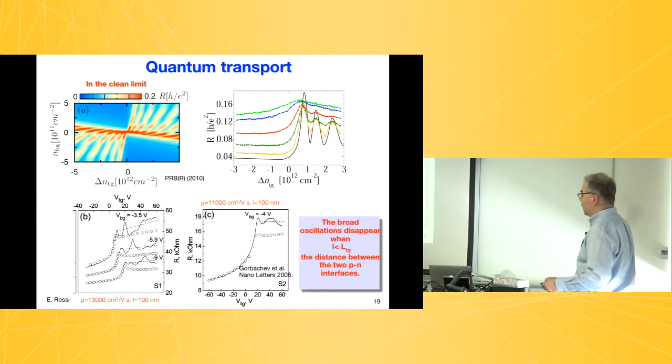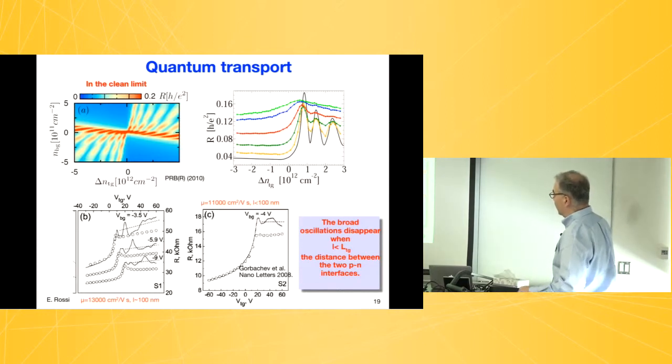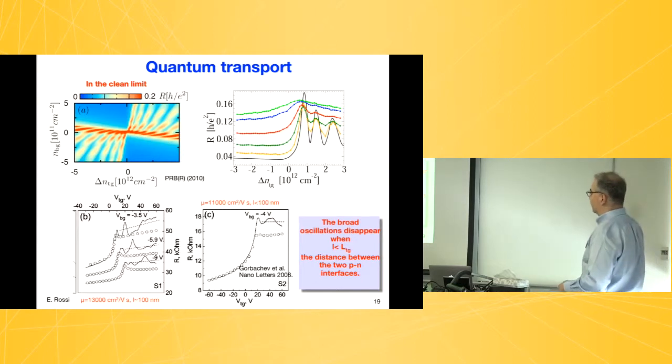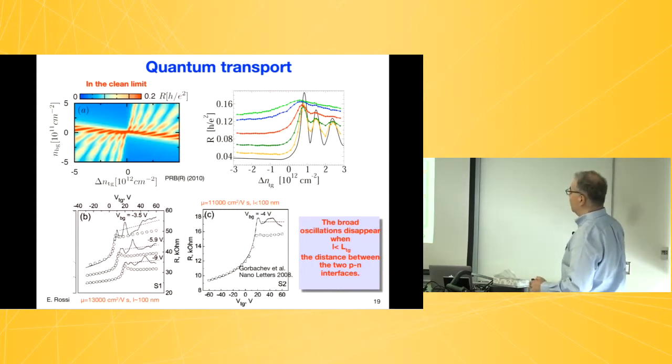And these are experiments that were done by the Exeter group, in which they see exactly the same thing. So basically, you can see these oscillations here. And this was for a different sample in which they don't see these oscillations. And the reason is that they had a different mean free path.